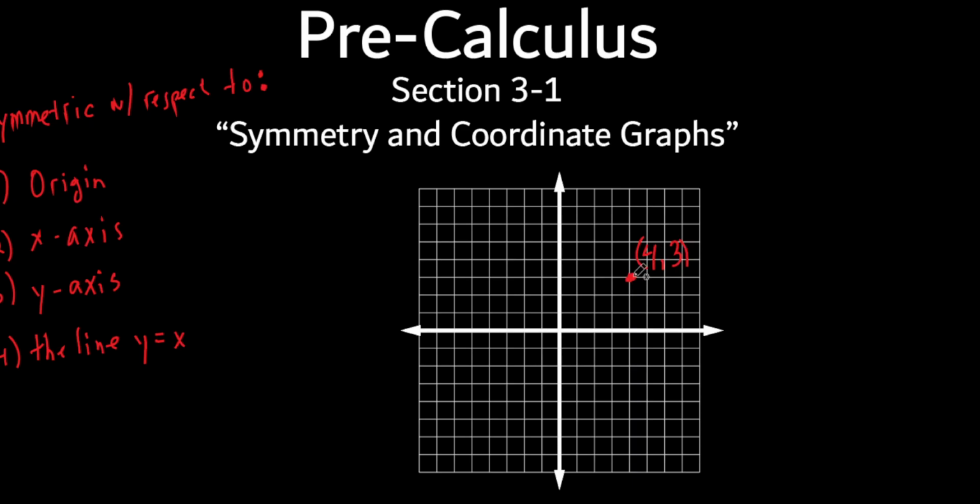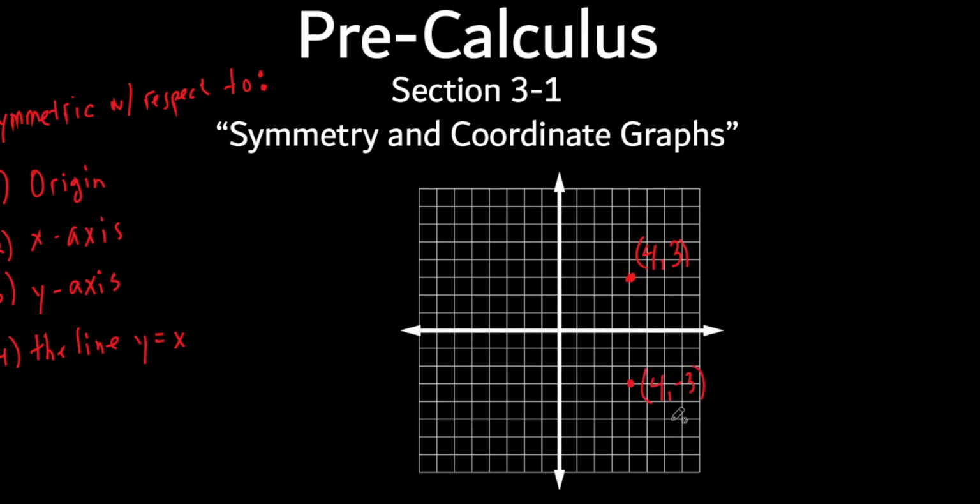So let's say you start off with this point 4, 3. What is the point that is symmetric with respect to the x-axis? What does that mean? If I folded that graph on the x-axis, where would this point be located? Here's my graph, and I folded it along the x-axis. Where would that point be if I folded it? It'd be 4, negative 3. Very good. So 1, 2, 3, 4, and 1, 2, 3. Everybody see that?